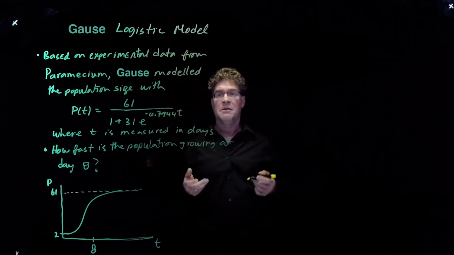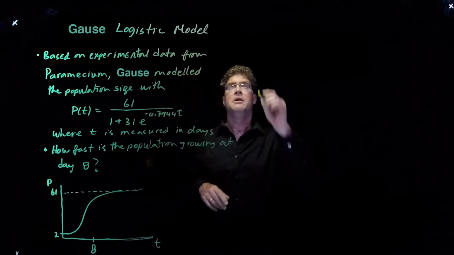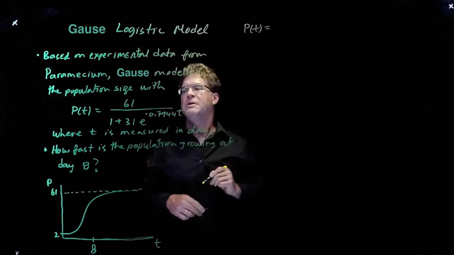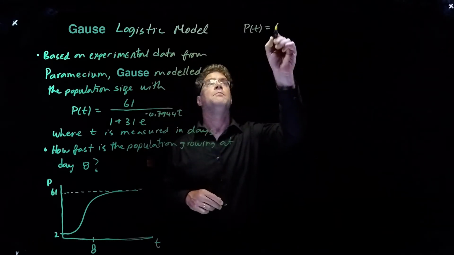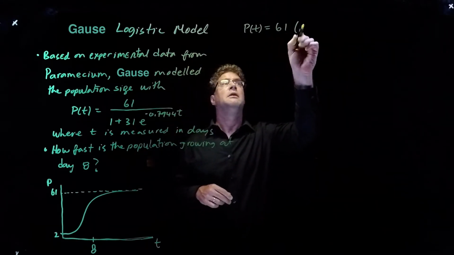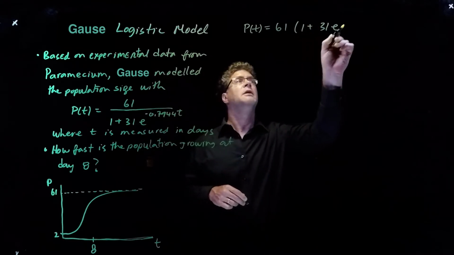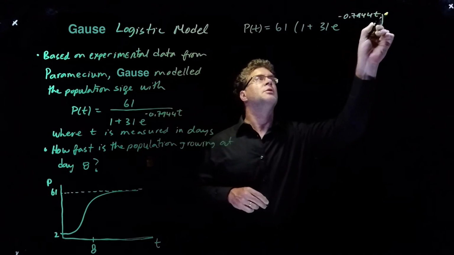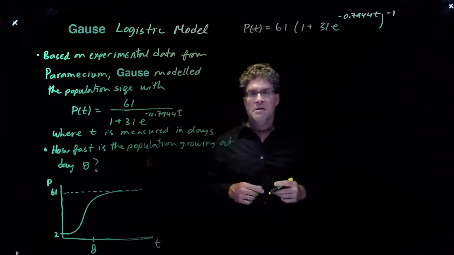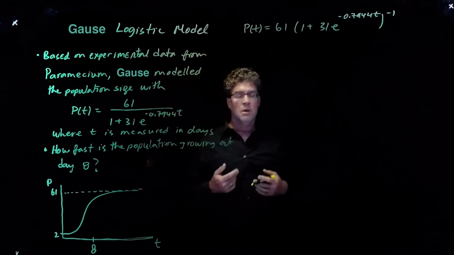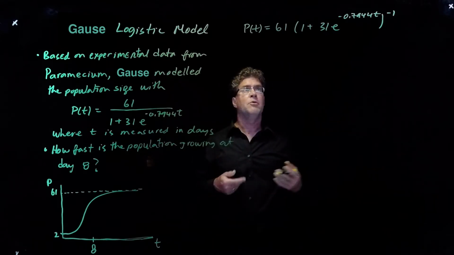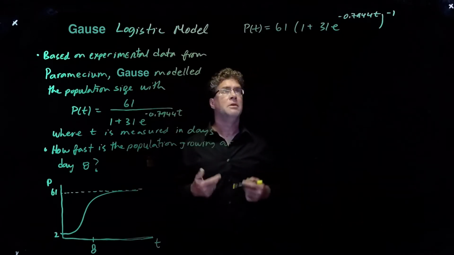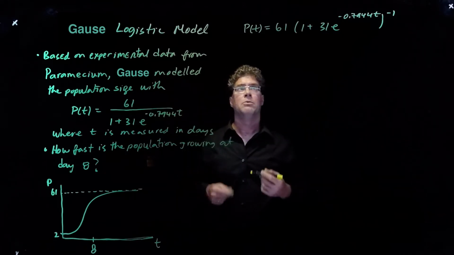Now to do this, we need the derivative p prime of t. But before we calculate p prime of t, I'm going to rewrite p of t as 61 times 1 plus 31 e to the minus 0.7944 t to the minus 1 power. This is a handy trick to take. If you know you're going to have to calculate a derivative, you may want to rewrite your function in a way that makes that as easy as possible. And in this case, we want to use the power rule.